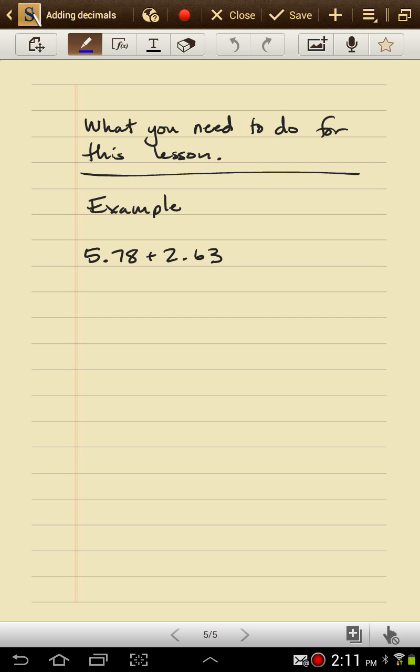So first thing I'm going to do is give me an estimated answer. So I'm going to round 5.78. I'm going to round that to 6. The 7 is going to make the 5 a 6. Plus 3. The 6 is going to make that 2 a 3. And I'm going to get 9.